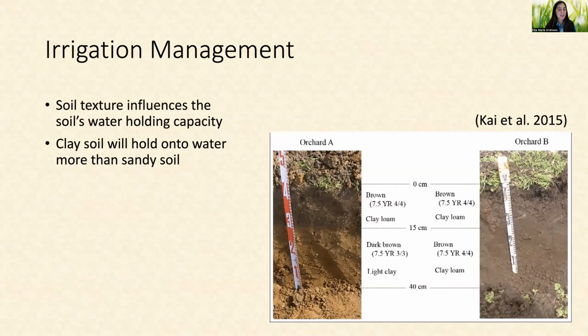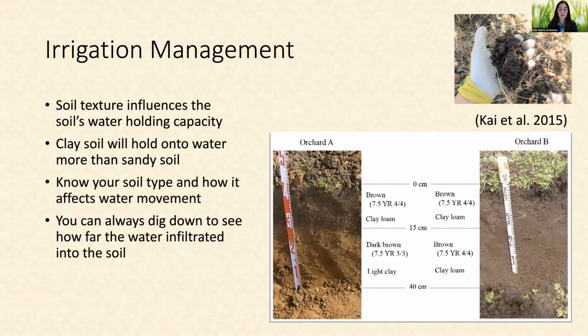So another thing to consider is soil texture. Soil texture influences the soil's water holding capacity. Clay soil is generally going to hold onto water more than sandy soil will. So it's important to know your soil type and how it affects water movement throughout the soil profile. You can use that web soil survey that I mentioned earlier, or you can just dig down and see how far the water infiltrated into the soil. Of course, that takes some time, and you probably don't want to do that too often, but if you're ever curious, that can be a nice way to really just visually see how far water is infiltrating.